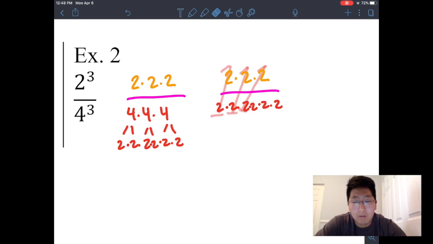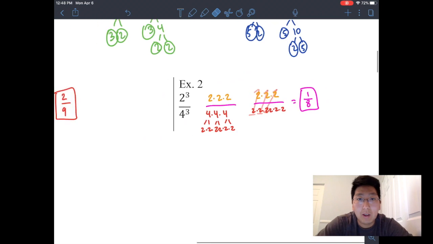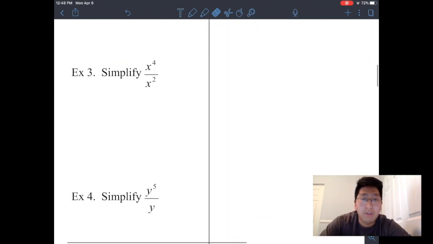And on top we have equals 1 over 2 times 2 times 2 is 8. Okay? So here are some examples of exponents. Now, what if there are variables?